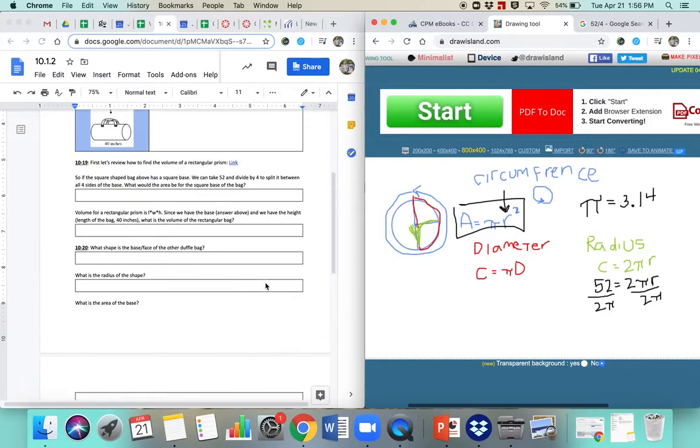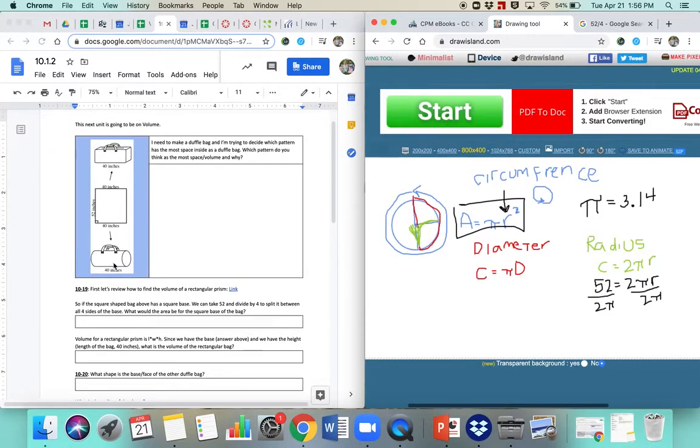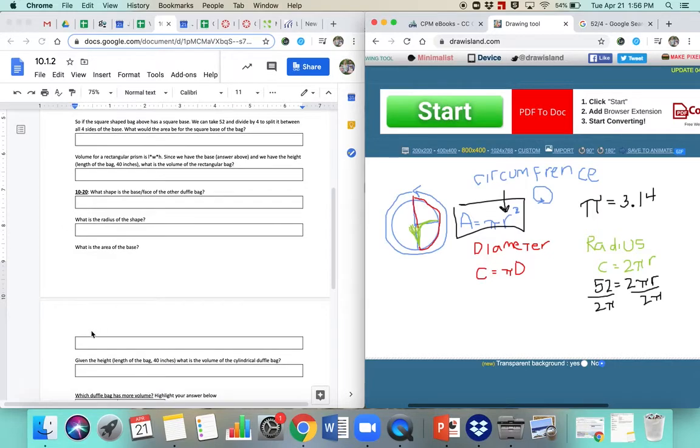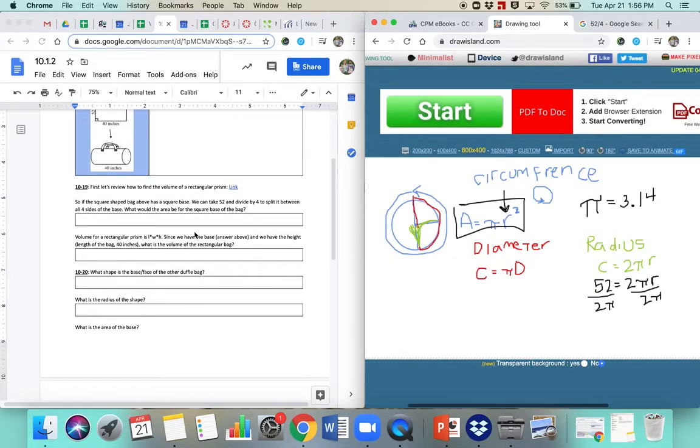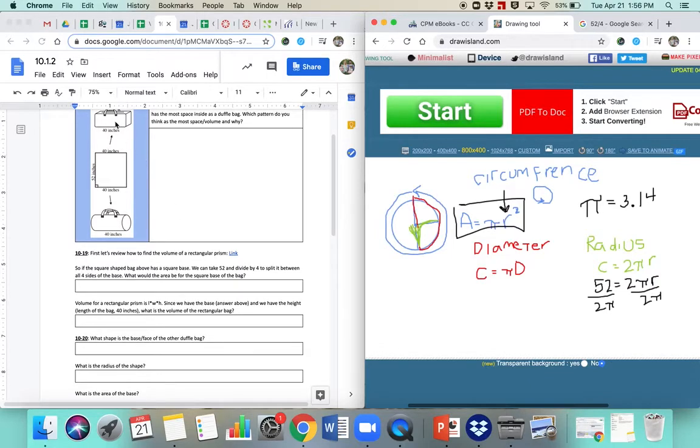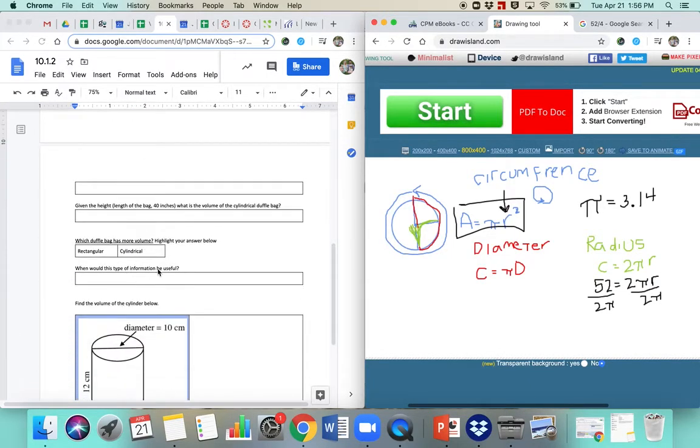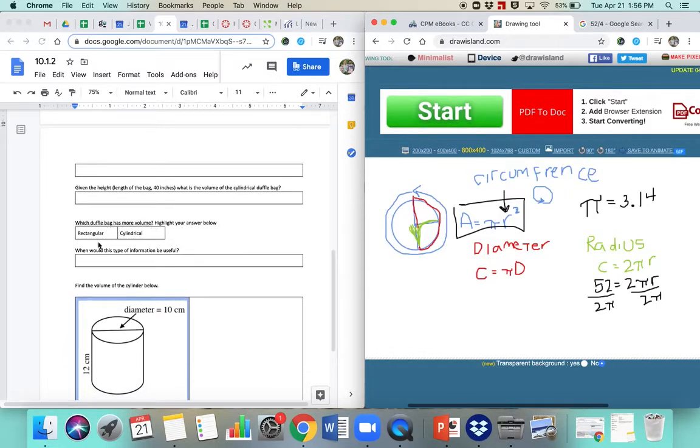So now, since the volume for a cylindrical figure is the base times the height, now that you have found the area of this base, you're going to multiply it by the given height, which is again the 40 inches. So now that you have the volume for the rectangular prism, or the rectangular duffel bag, and you have the volume for the cylindrical duffel bag, which means like this shaped duffel bag, you're going to tell me which one has more volume, the rectangular or the cylindrical.